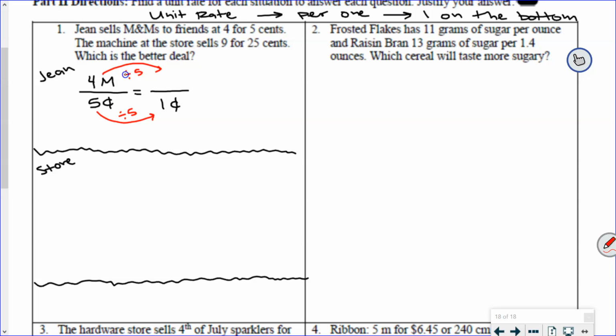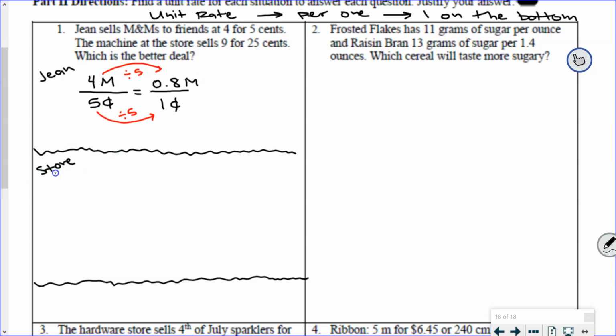And we can keep it as a fraction, but for this problem, it's easiest if we do convert it to a decimal. What did you get, Savannah? 0.8. 0.8 M. Now think about what this means. This means if you only have 1 cent, Jean would give you 0.8 of an M&M. Is she really going to cut that M&M perfectly and then give you a piece of an M&M? No, but it gives us an idea of how much we can get for 1. And that's really helpful when I'm trying to compare.